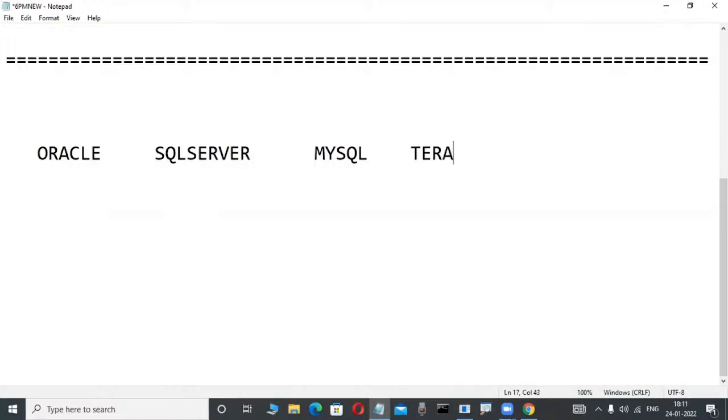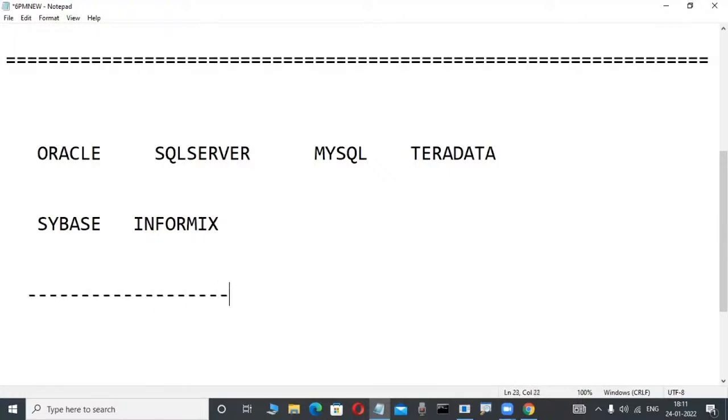Teradata is a product from NCR Corporation. Sybase is a product from Ingres Software. Like this, so many products are there. These products are all relational databases, or these products are implemented based on the relational data model. Relational data model is a concept. Observe here, data model is a concept.